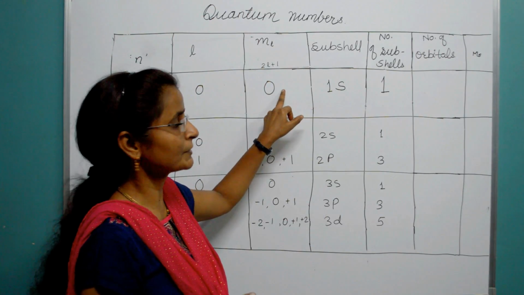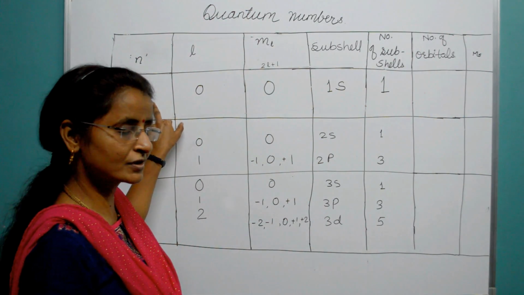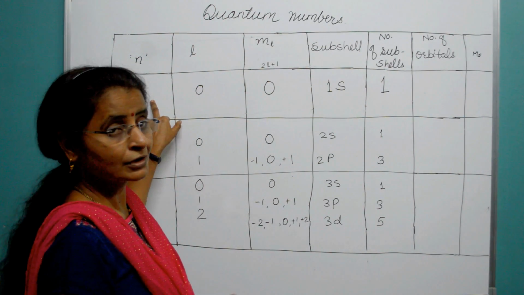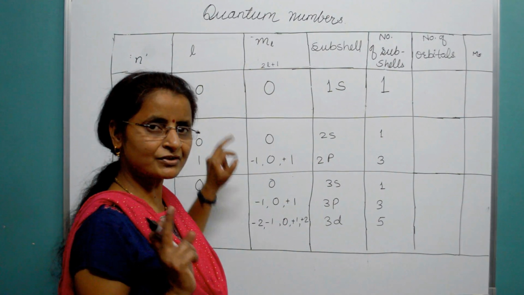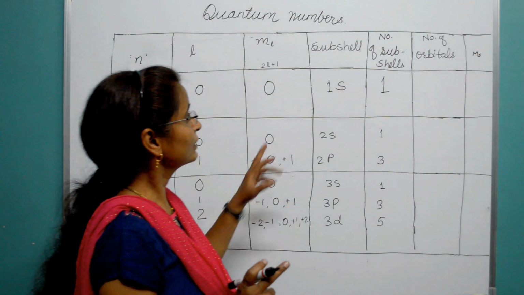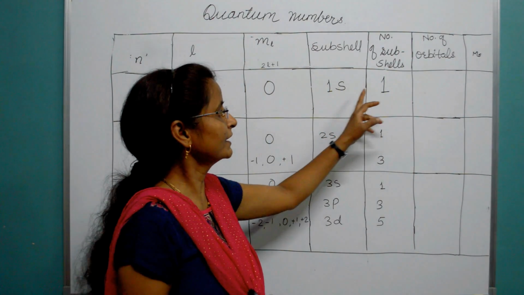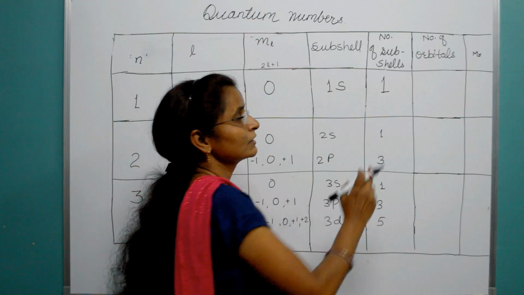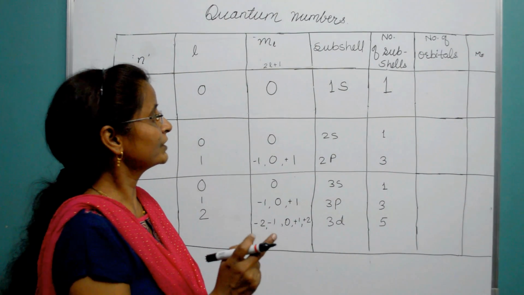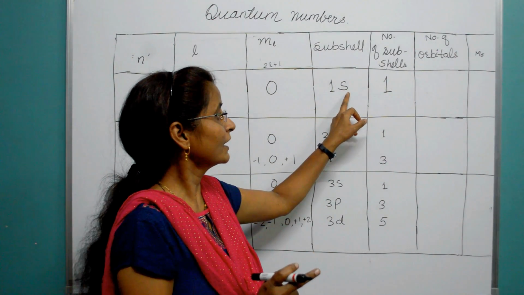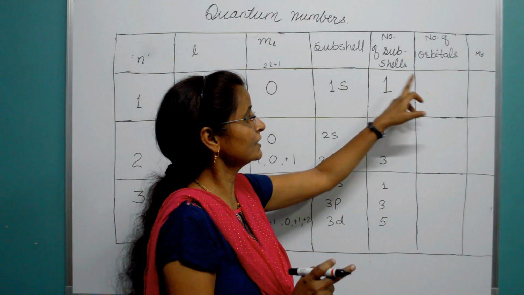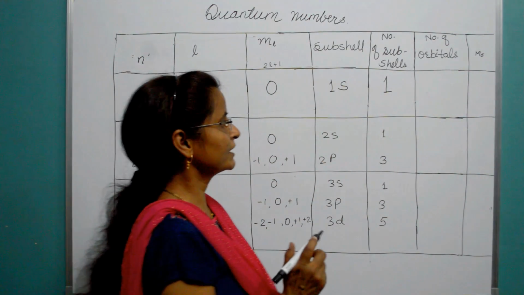So here one subshell is present, meaning in the first energy level only one subshell is present, and here one orbital is present, 1s. So here only one orbital is present. Which orbital? S. Here the S orbital is a subshell. In the S subshell only one orbital is present.